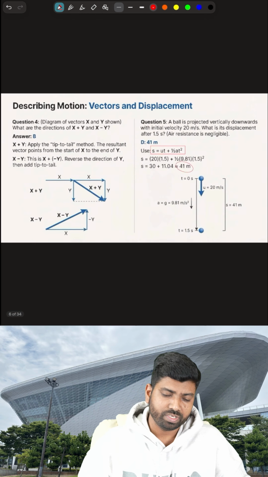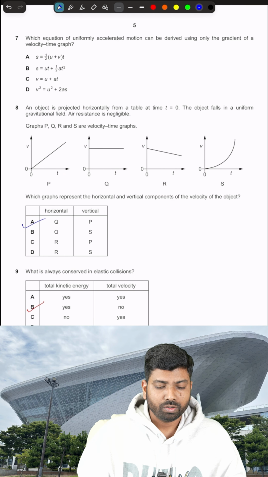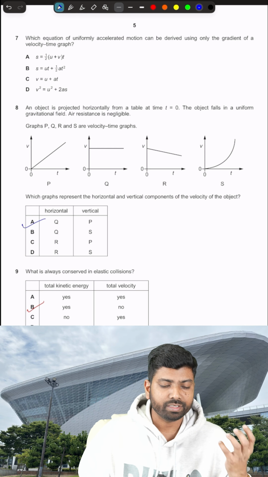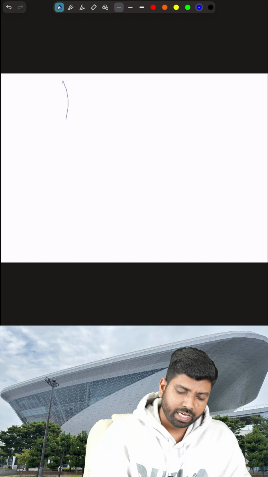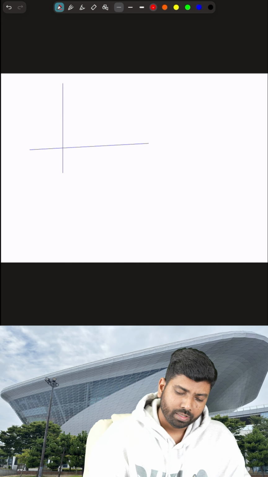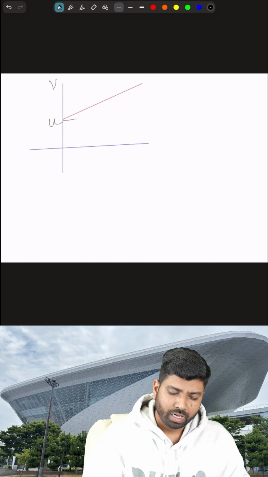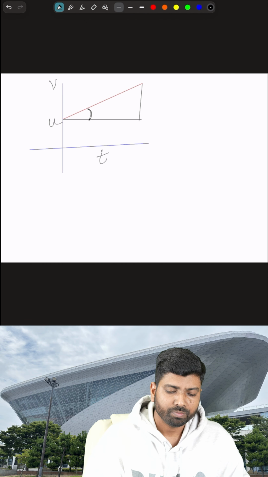So let us move to question number 7. Now question number 7 is on the screen. Which equation of uniformly accelerated motion can be derived using only the gradient of a velocity-time graph? Let me show you a velocity-time graph. Suppose this is the graph for velocity against time, with the initial velocity and the final velocity marked.